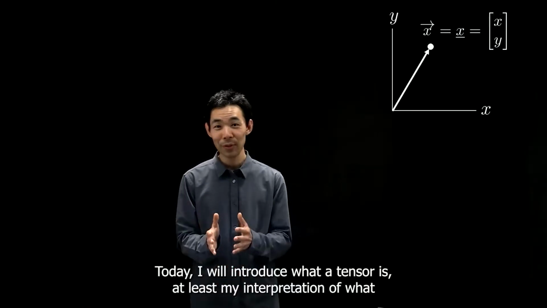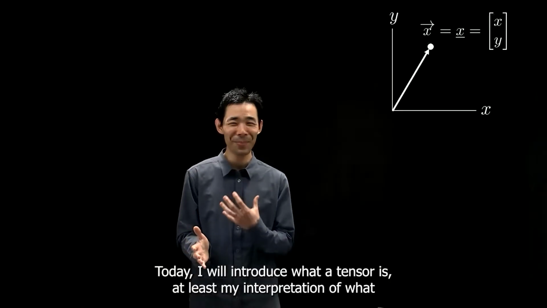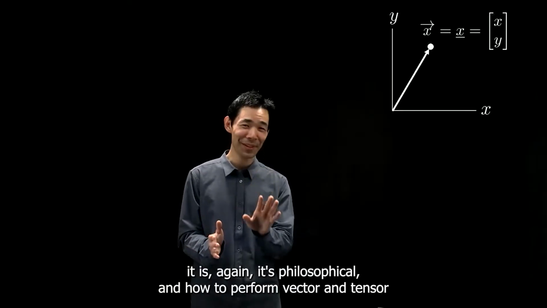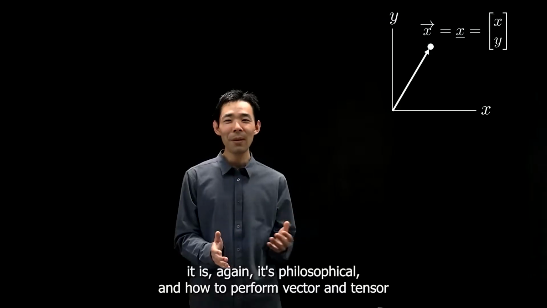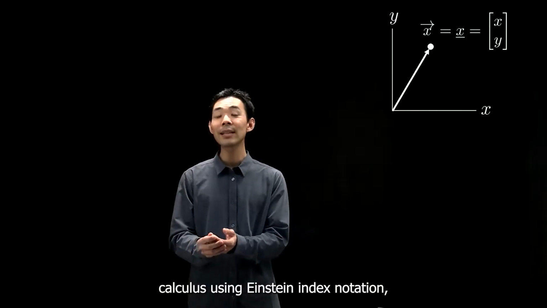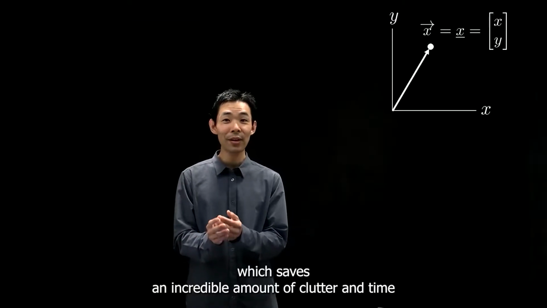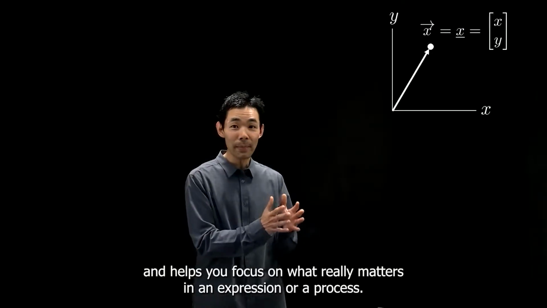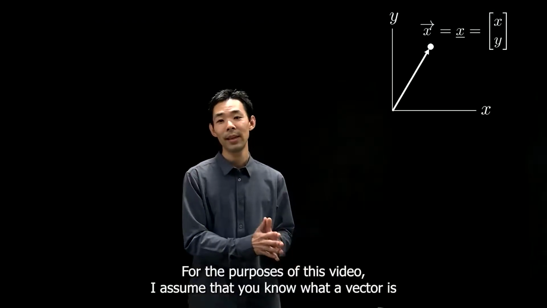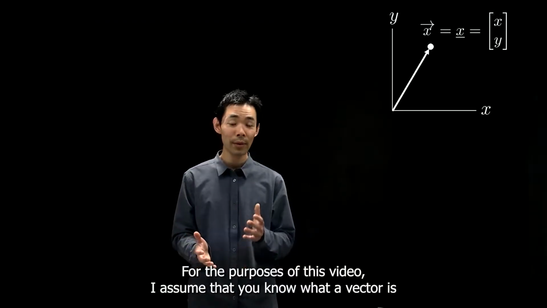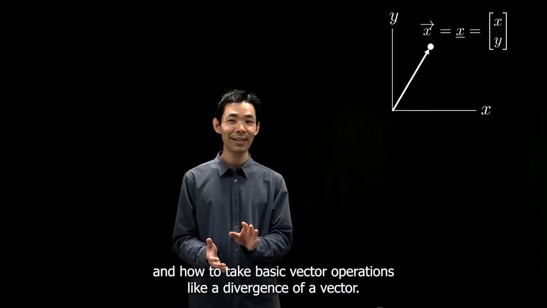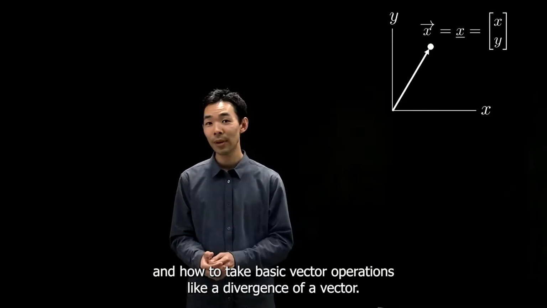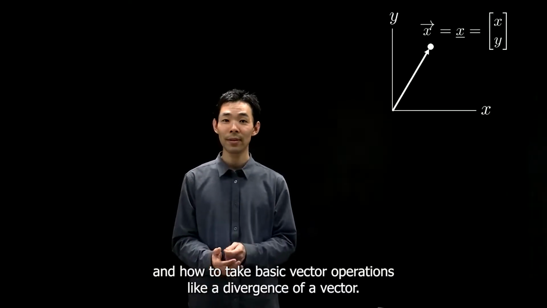Today, I will introduce what a tensor is, at least my interpretation of what a tensor is. Again, it's philosophical, and a way to perform vector and tensor calculus using Einstein index notation, which saves an incredible amount of clutter and time and helps you focus on what really matters in an expression in a process. For the purposes of this video, I assume that you know what a vector is and how to take basic vector operations like the divergence of a vector.